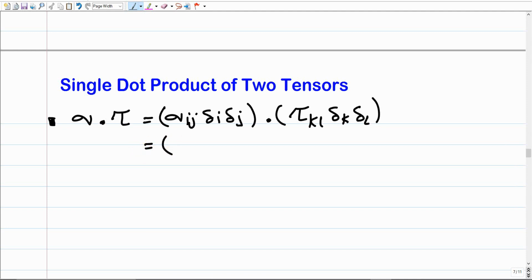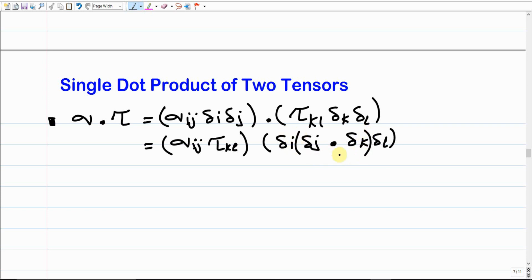So now let us do the multiplication of the components, sigma_ij tau_kl, and let us do the operation itself over the unit vectors delta_i delta_j. These are the first two unit vectors. Then we have a dot product here with delta_k delta_l. If you remember, we considered a similar case before for the operations over the unit vectors, and we said that this operation should be done just over these two unit vectors, right?